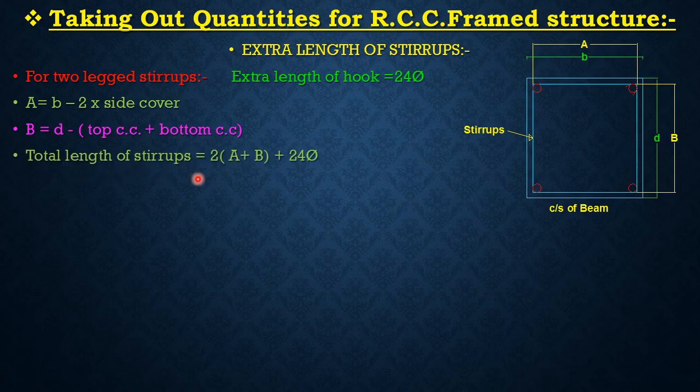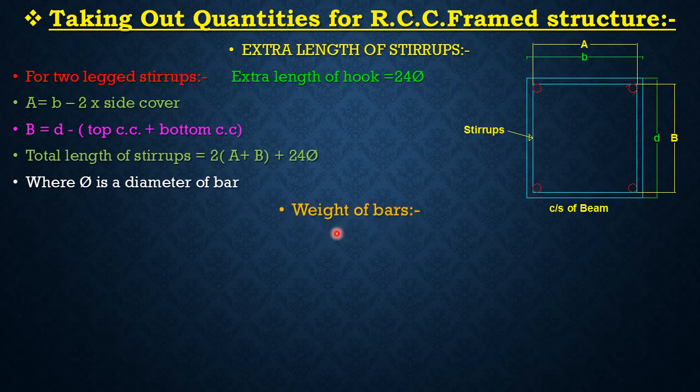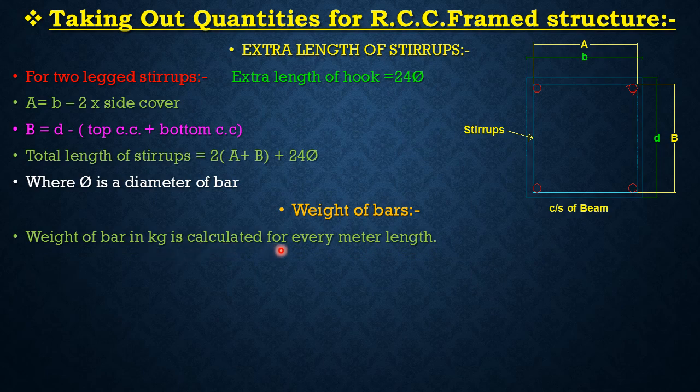So total length of stirrup is equal to the perimeter of stirrup, 2 into (A plus B), plus extra length of hook 24φ, where φ is the diameter of a bar. Okay, then weight of bars. The weight of bar in kg is calculated for every meter length. The formula of weight of bar in kg per meter is φ square divided by 162, where φ is the diameter of a bar.